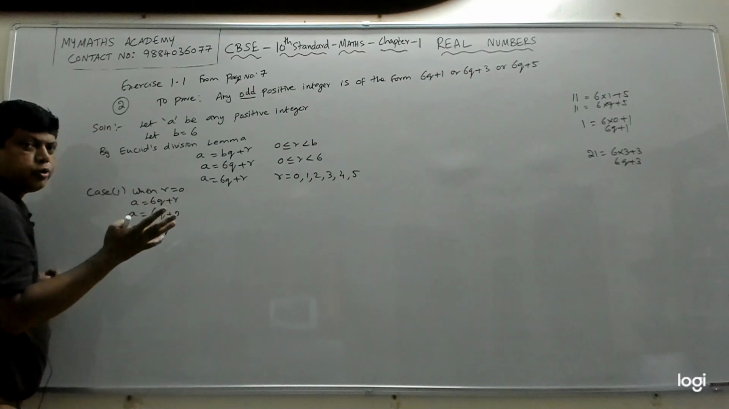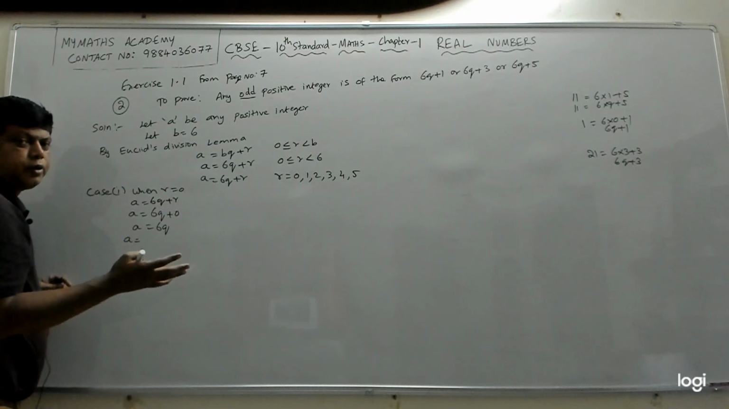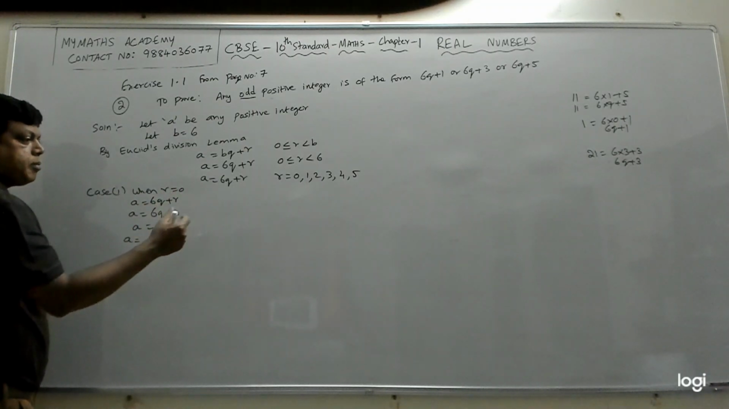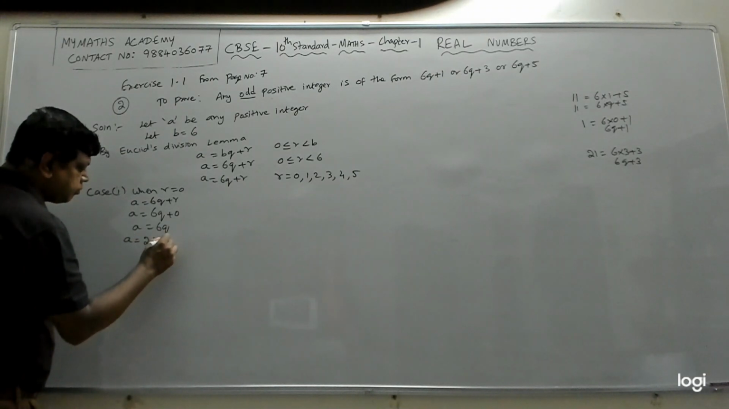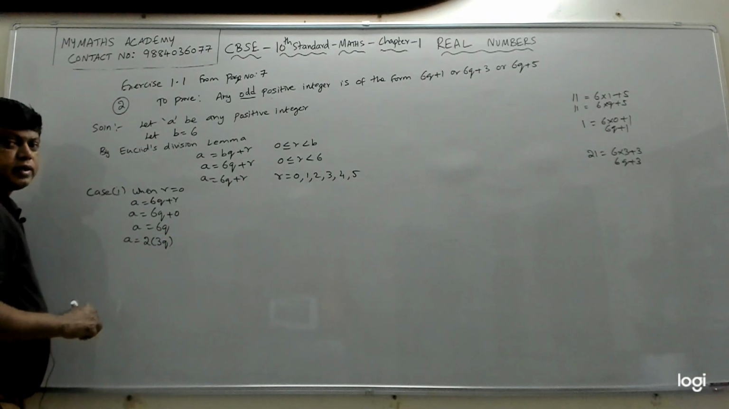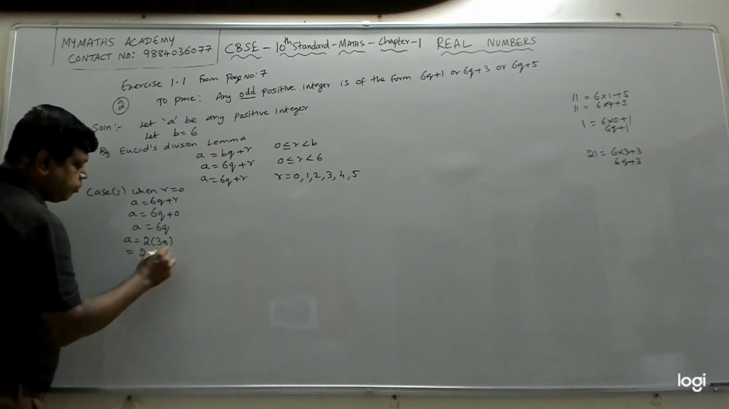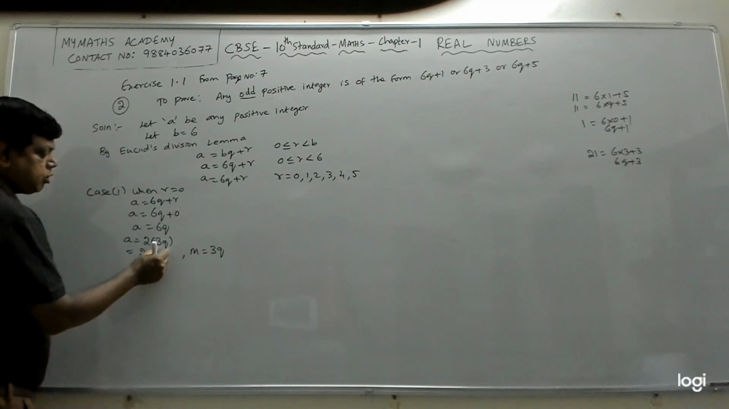4 can be written as 2 into 2, 8 can be written as 2 into 4, and 24 can be written as 2 into 12. So any even number can be written as 2 into some number, right? So which means I can write this as 2 into 3q. So then that is equal to 2 into m, where m is equal to 3q. Instead of 3q, I am calling that some m.